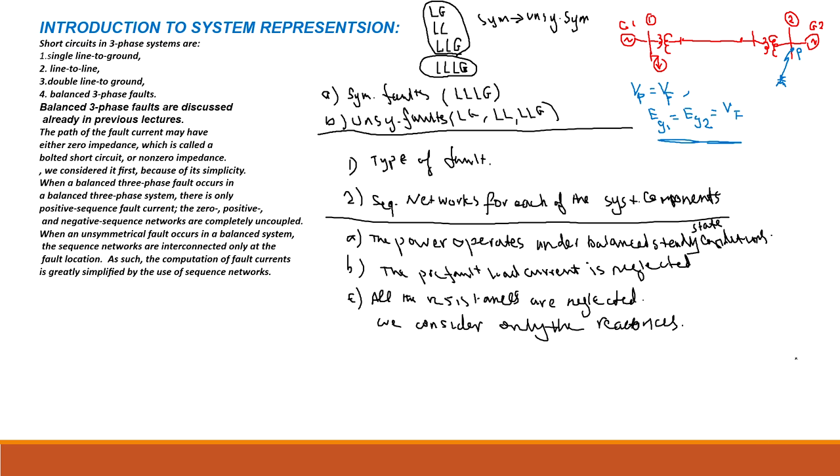So we can easily assume that the pre-fault load current is equal to zero. Now, the third thing that I want to talk about is how to perform practically the short circuit in the system.